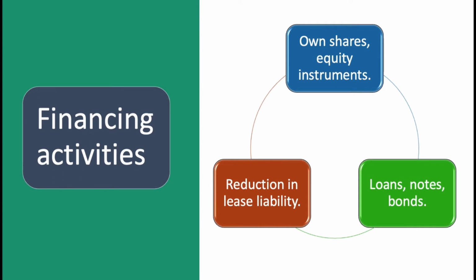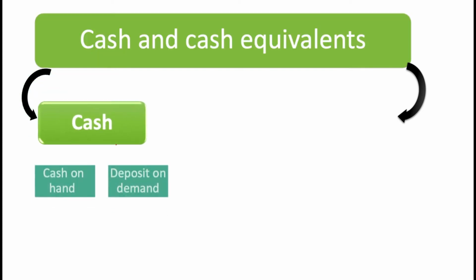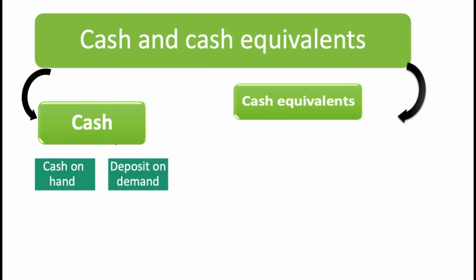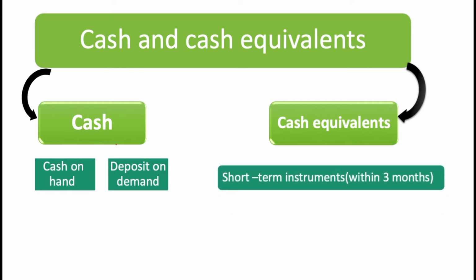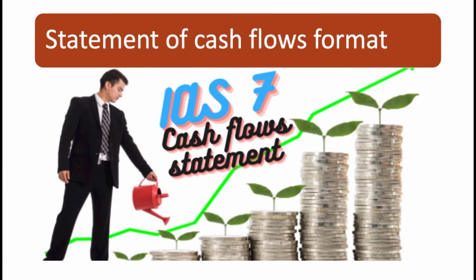The closing balance of cash and cash equivalents showing in the statement of financial position at reporting date must match the net cash. Cash under IAS 7 means cash on hand and cash at bank. But what does cash equivalents mean? These are short-term instruments. Now let us see the format of cash flow statements.